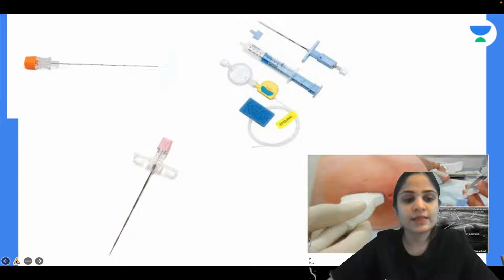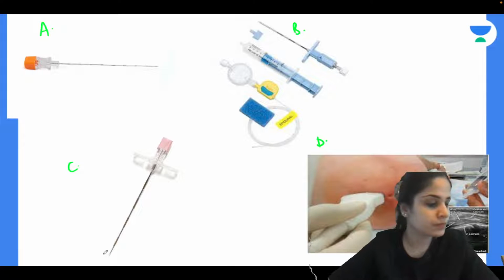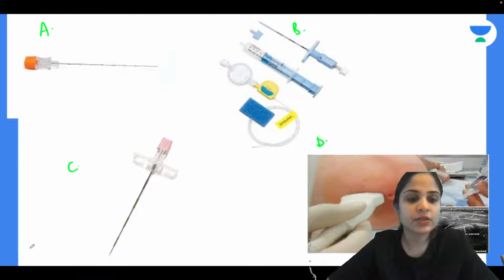So this is a series of images that I have for you guys. Now I want you guys to identify each and every image that you are seeing over here and tell me what exactly is the use of all these instruments. So what is this instrument you can see over here? Instrument A, instrument B, instrument C, and instrument D. And what are all of them used for?